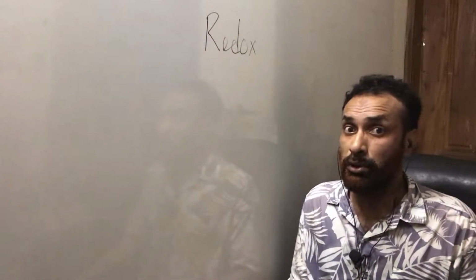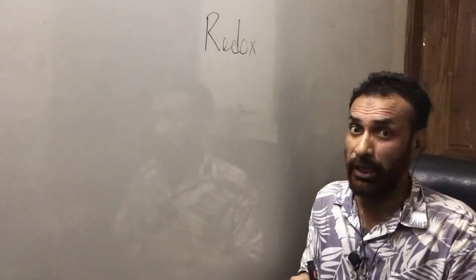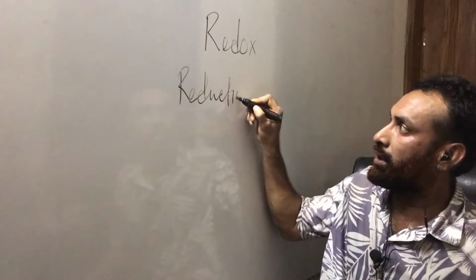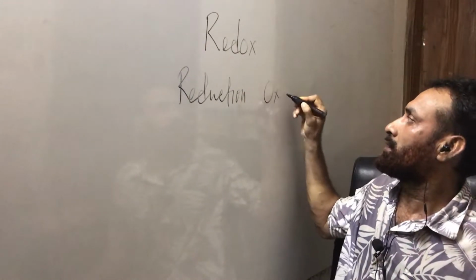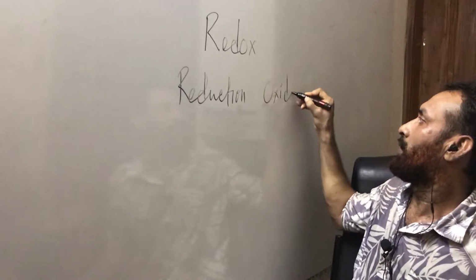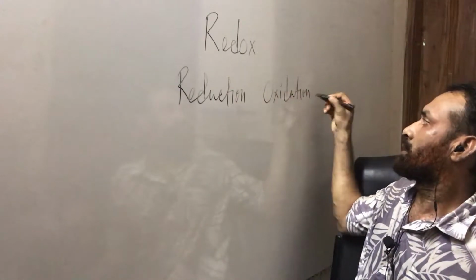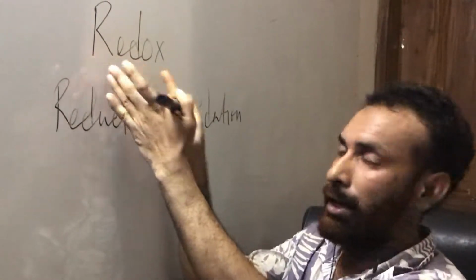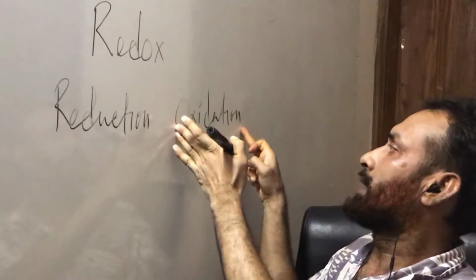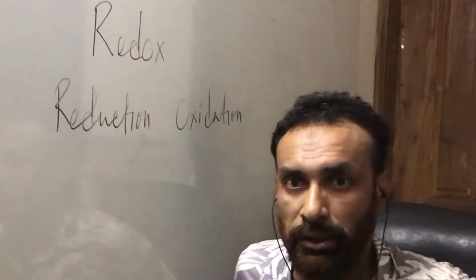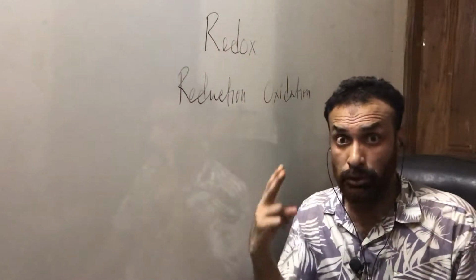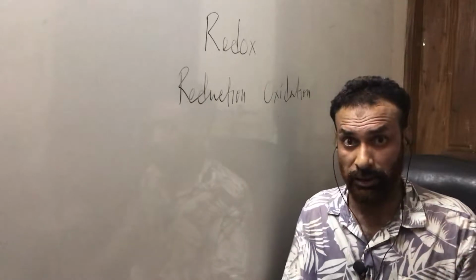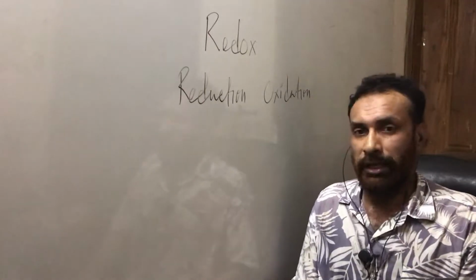Redox consists of two words. If you break the word, you get two parts. One is reduction and the other is oxidation. From the word reduction you get this RED, and from the word oxidation we get OX. Together it is redox. Basically redox means two reactions together. They are simultaneous reactions. Two reactions take place together, and then we call that redox.